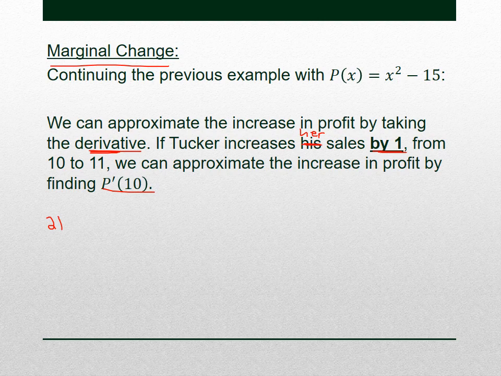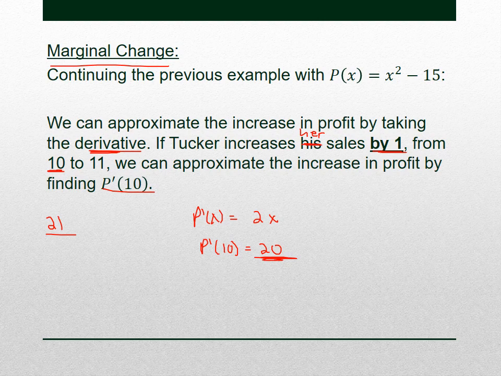So what's p prime of x? So x squared minus 15, you'll get 2x for the derivative. And then plug in 10, right? That's our original, where we already had sold 10, and we want to approximate the increase in the sales by increasing the number of things sold by 1. So from 10 to 11, so we're going to plug in 10, and that's 20. And so here we're saying the profit will change by approximately 20. We found that it changed by exactly 21, but 20 is a decent approximate, right?